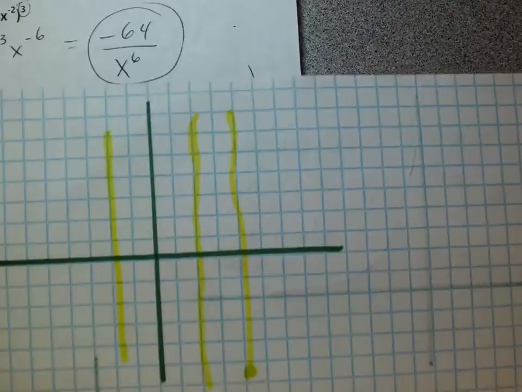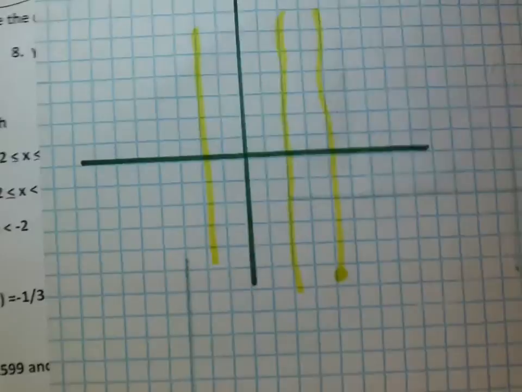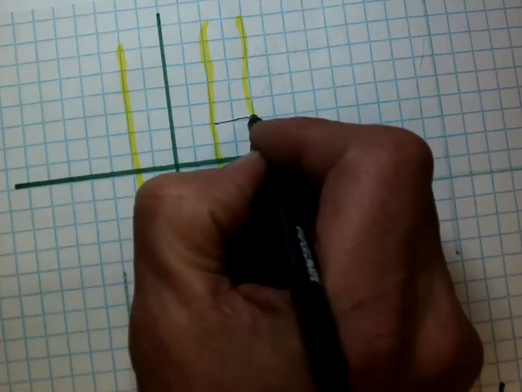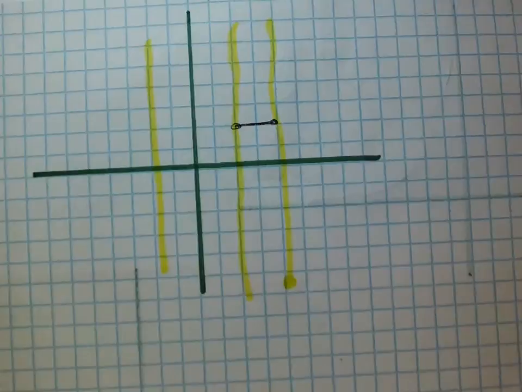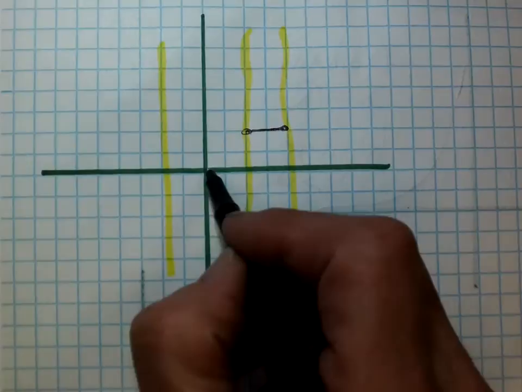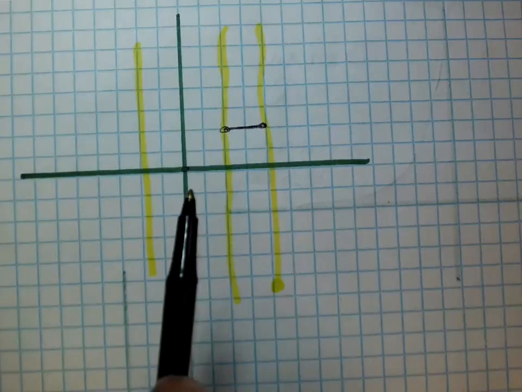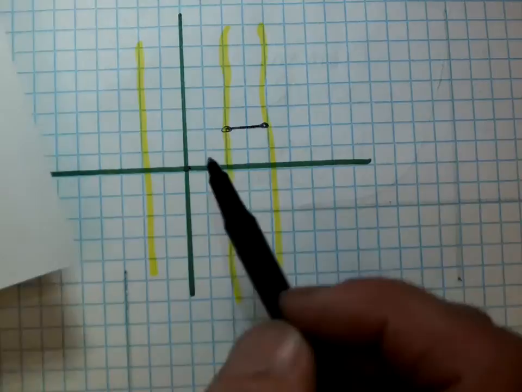I need to graph y equals 2, which is straight across at 2, and I'm going to do that between 2 and 4. Closed circle here, closed circle here. Wait, how do you tell if it's closed or open? Equal sign. Equal sign is closed. Otherwise it would be open. I do have a mistake, but we'll fix it later. They can't both be closed.